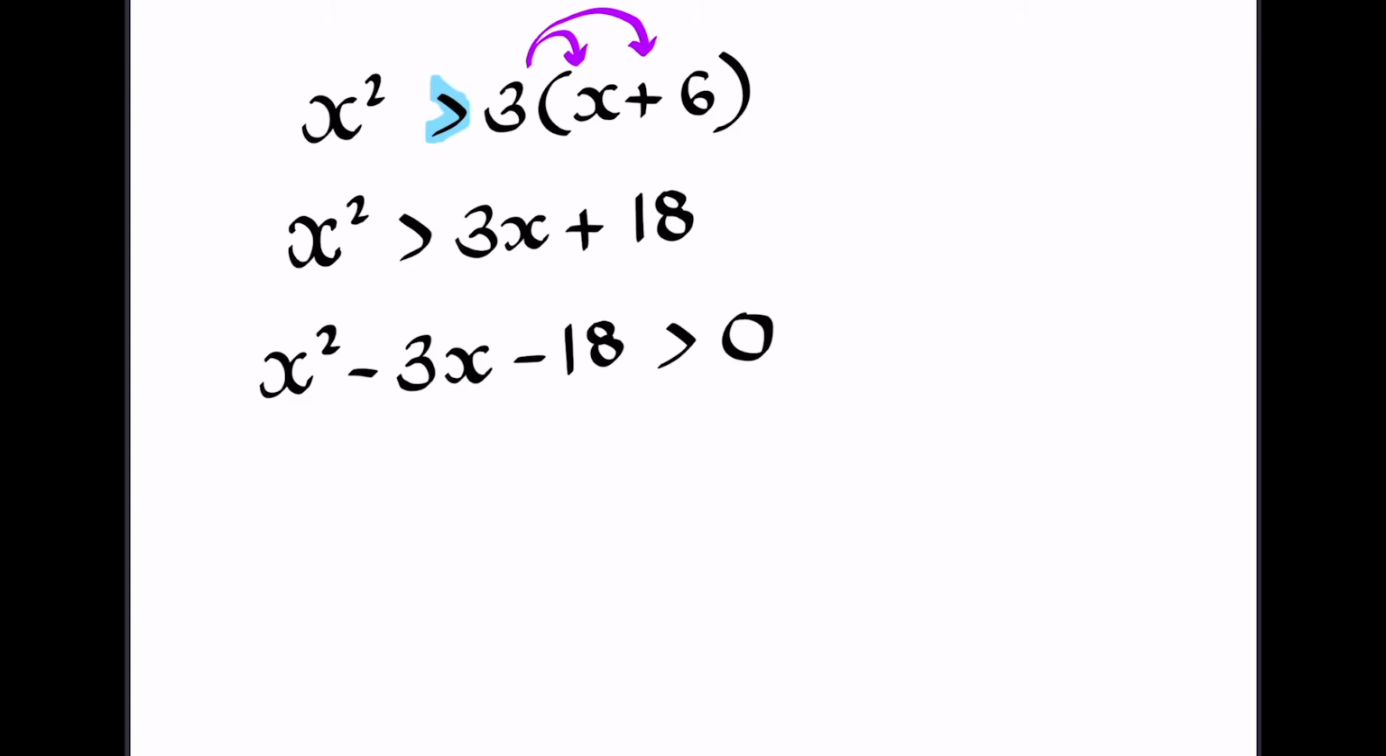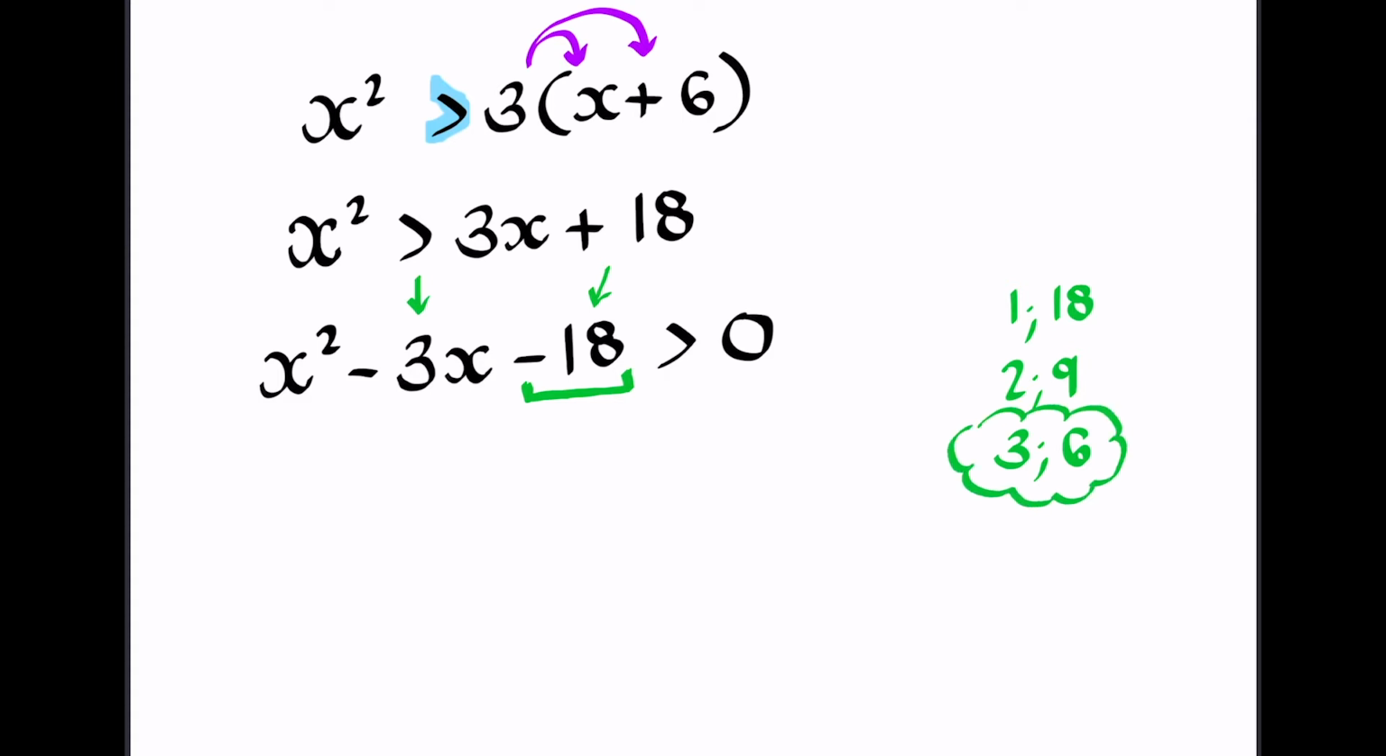Now I'm going to factorize fully. I look at my third term. My third term is a negative 18, so that tells me that the signs are going to be different and that I'm subtracting the factors of 18 to give me my middle term, which is 3. What are the factors of 18? 1 and 18, 2 and 9, 3 and 6. Which of those factors, when subtracted from each other, give me a 3? That's the 3 and the 6.